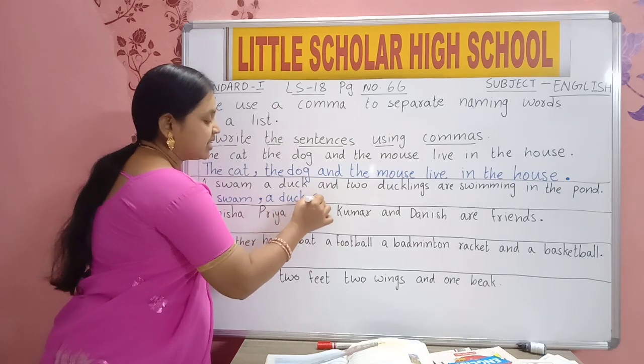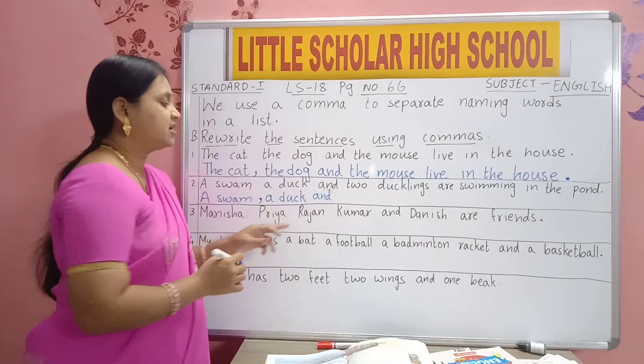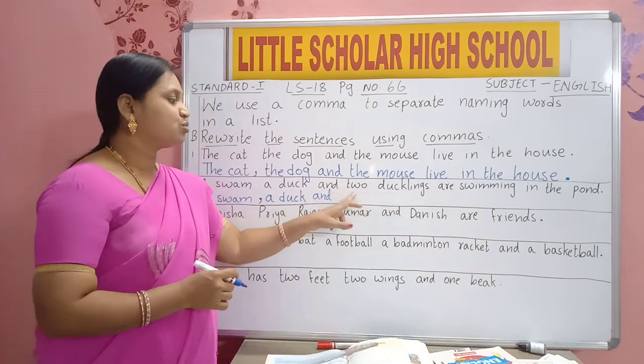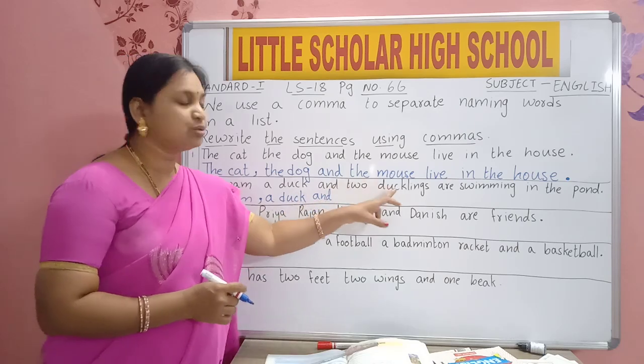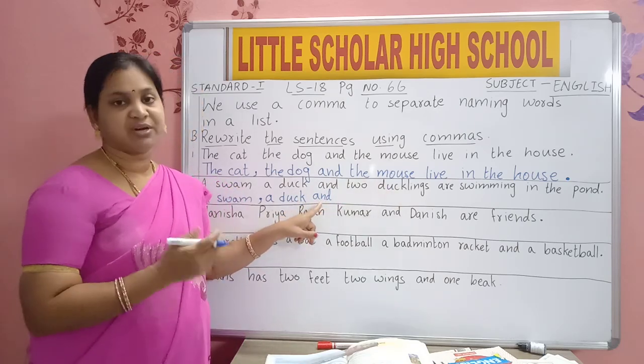Duck. And two ducklings, and is given. In between, to separate duck and two ducklings, "and" is given, so no need of a comma.